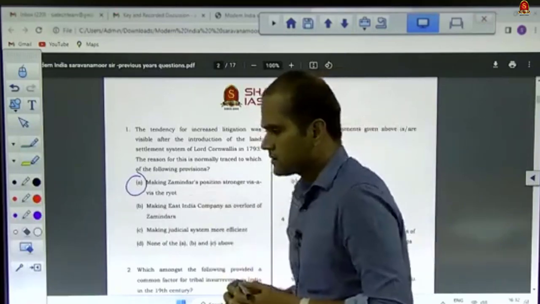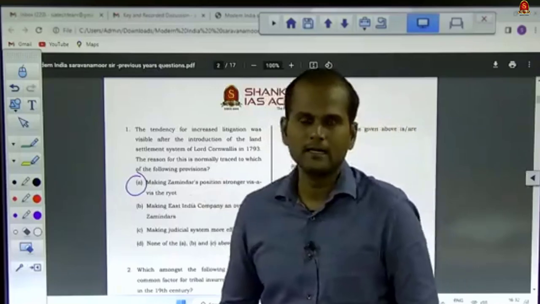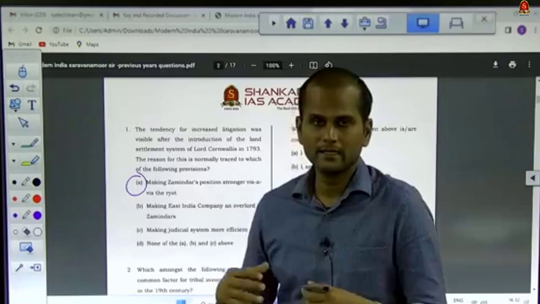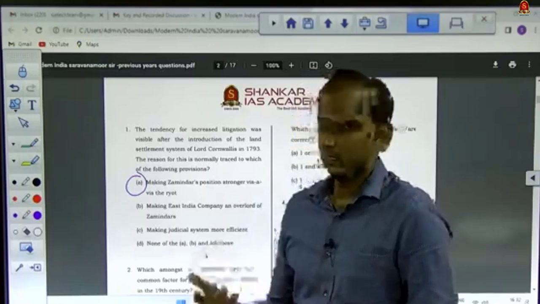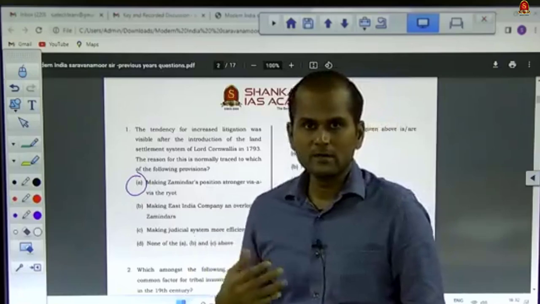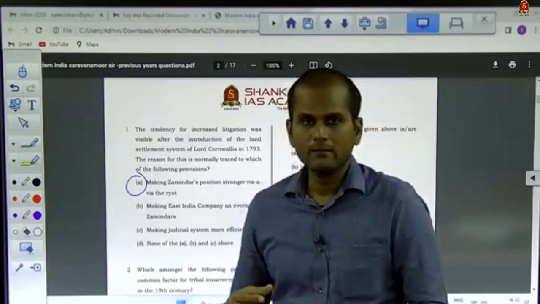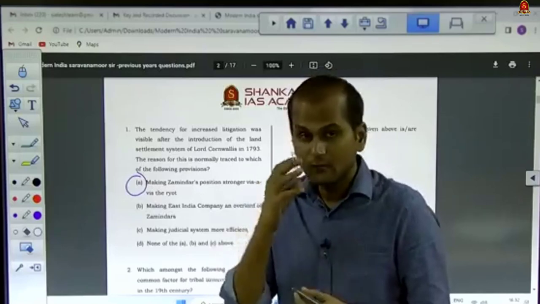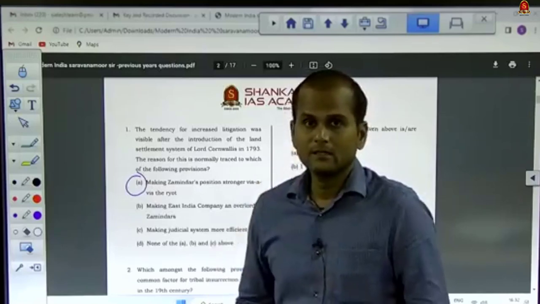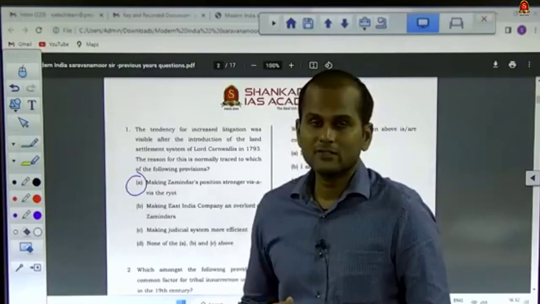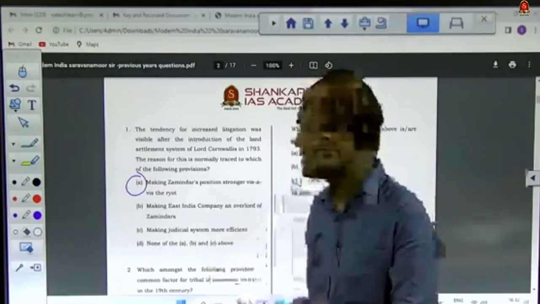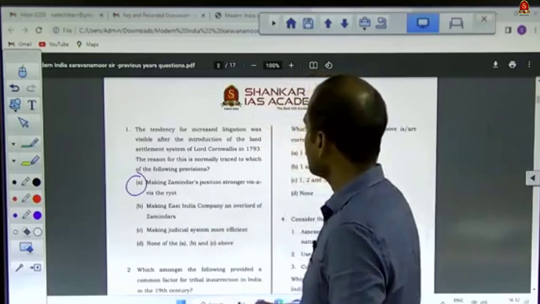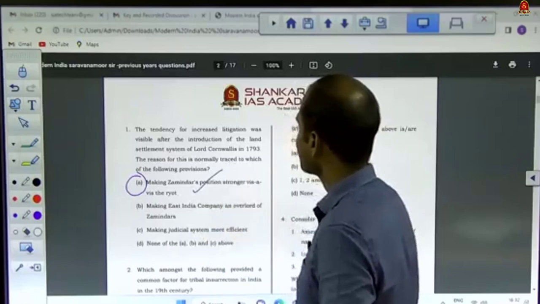If you look at the Zamindari system or permanent land revenue system, the Zamindars became the landlords of the entire land. Already the peasants were, but here Zamindars were made proprietors. If a peasant refused to pay the tax, the Zamindars forced expulsion of the peasants. That was challenged, and that led to so many litigations before the local courts. That's why the first choice is right.